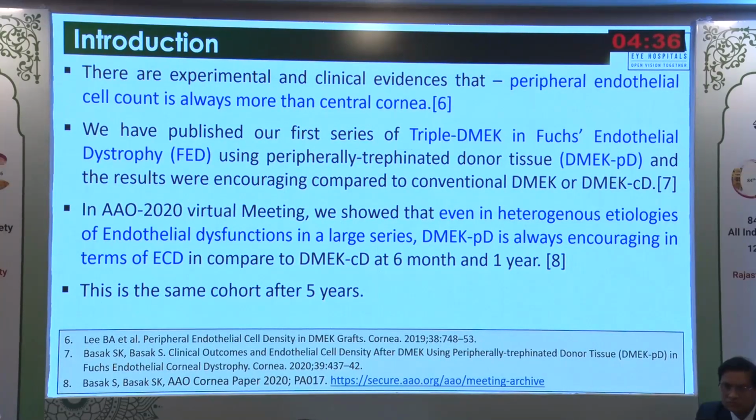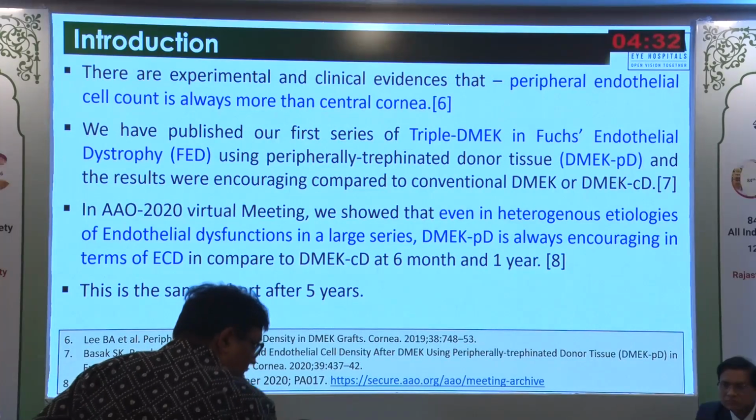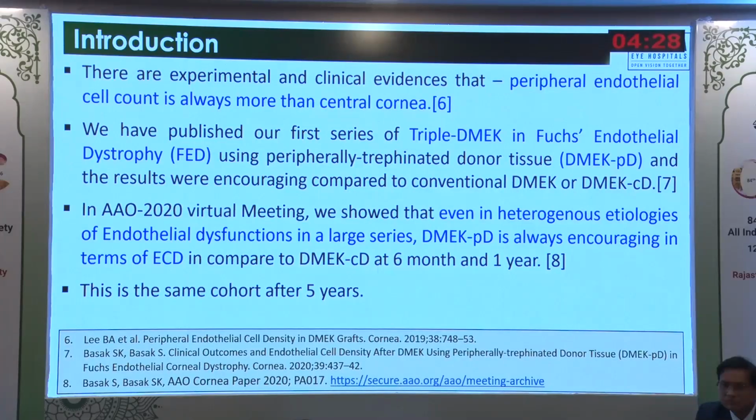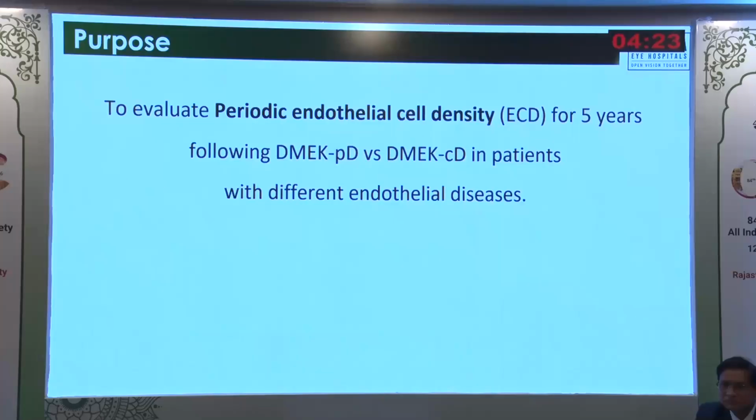From anatomy, we note that the peripheral cornea has a higher cell density compared to the central cornea. So what we have modified is we are preparing a peripheral donor tissue so that for the same diameter, we can give more endothelial cells. We have already published short-term results, and this is a long-term follow-up of the same cohort.